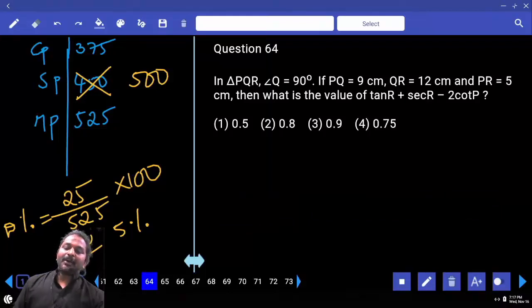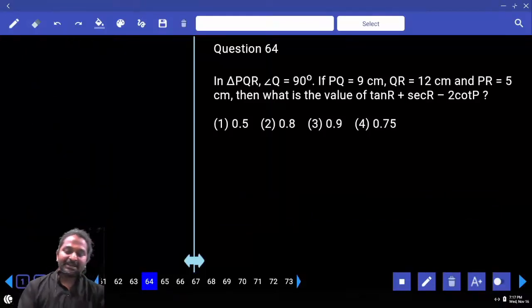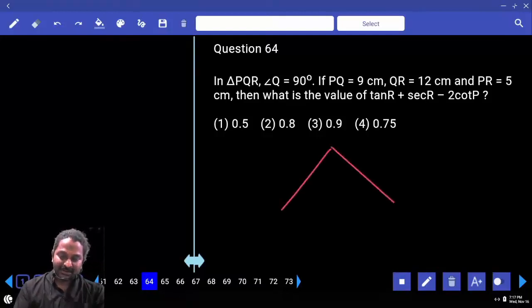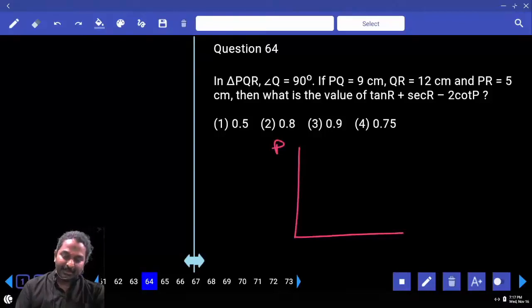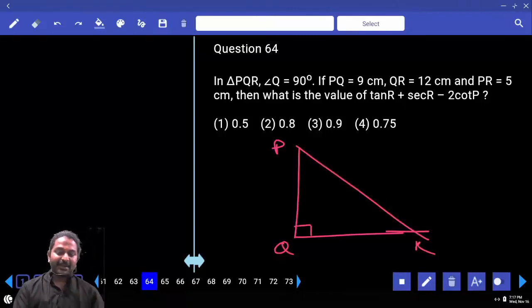In a triangle PQR, angle at Q is 90 degrees. Okay. Angle at Q is 90. PQ is 9, QR is 12. PR is... how can it... not possible, right? It has to be 15. Probably it would be 15.